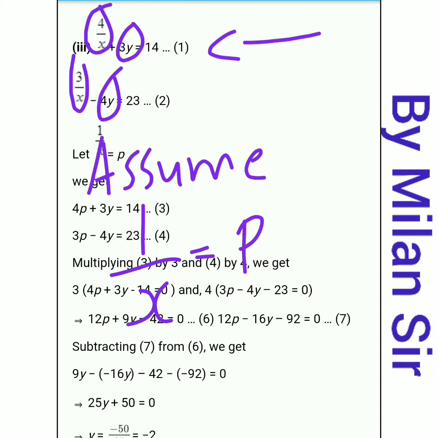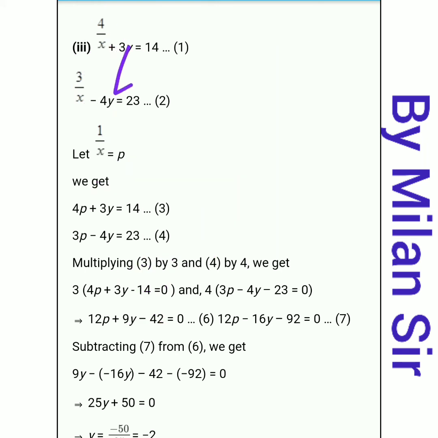Okay, we do not assume q for y because y already is in the numerator. So we only need to assume our x. Okay, 1 upon x is equal to p. Now our first equation is 4 by x plus 3y is equal to 14.